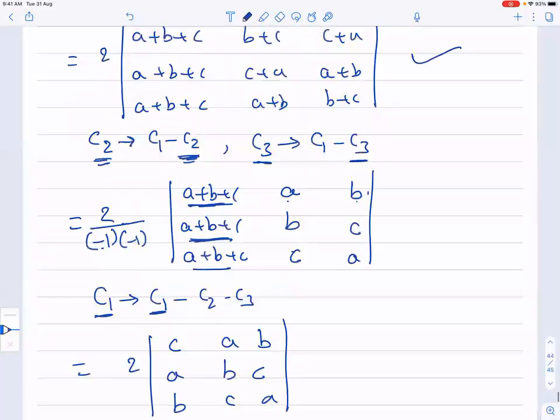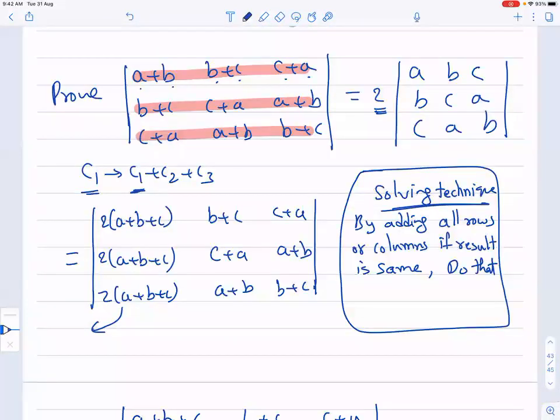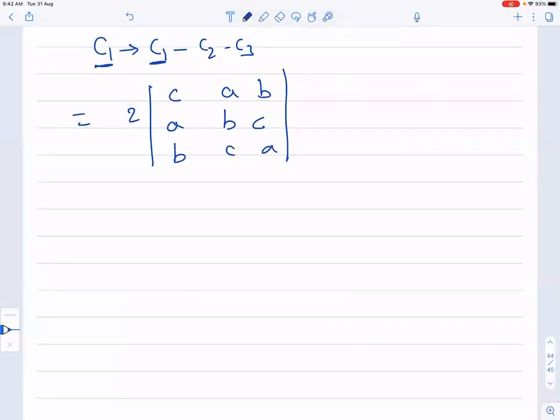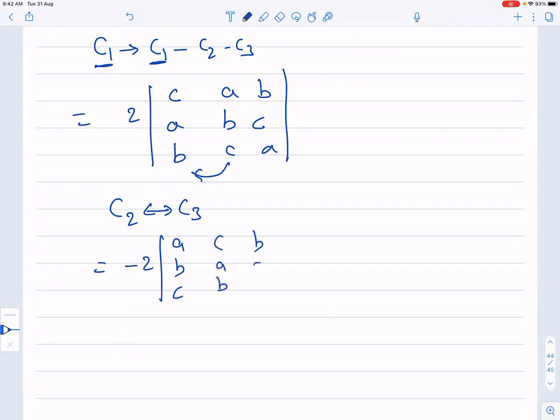Now look. See, we need ABC, BCA, CAB, right? We need to do 2 changes. Correct? Observe. What are the changes I need to do? First, ABC needs to come here. So I will do C2 interchange with C3. That is negative times ABC, CAB, BCA.